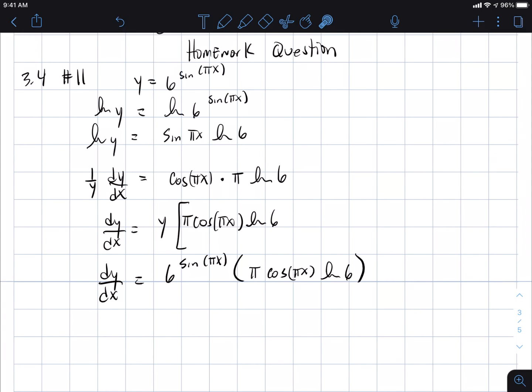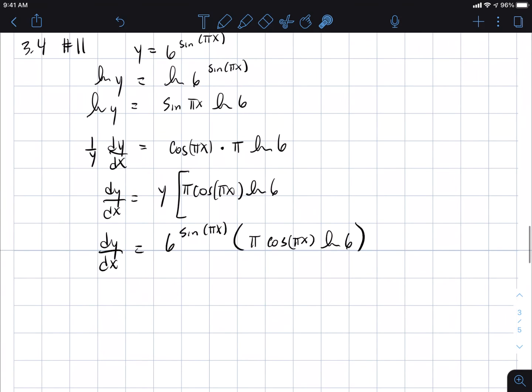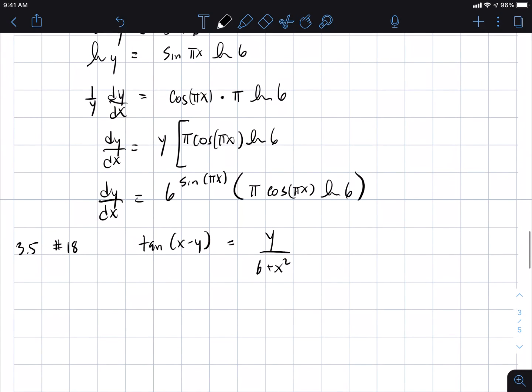All right, so here's number 18. This is on 3.5, number 18. And it's find the derivative of tan of x minus y is equal to y over 6 plus x squared. Okay, so they're asking us to find dy dx. Okay?